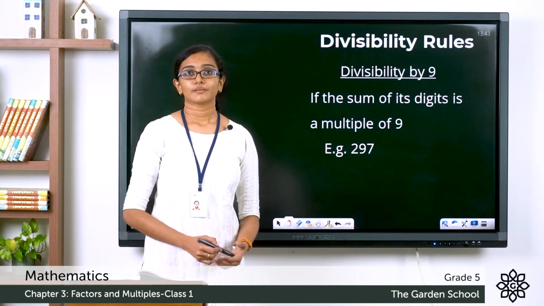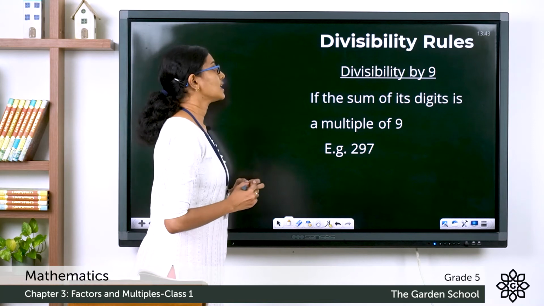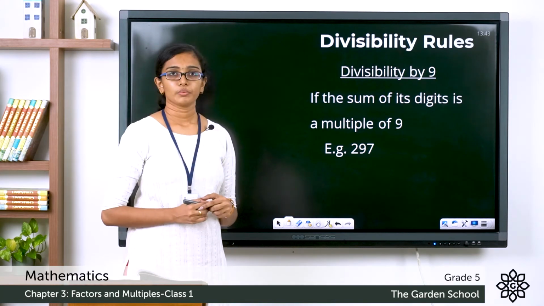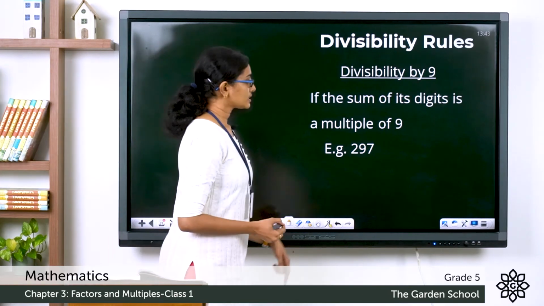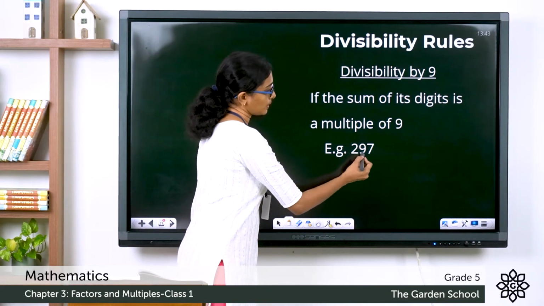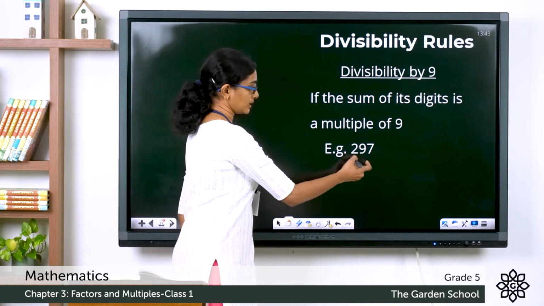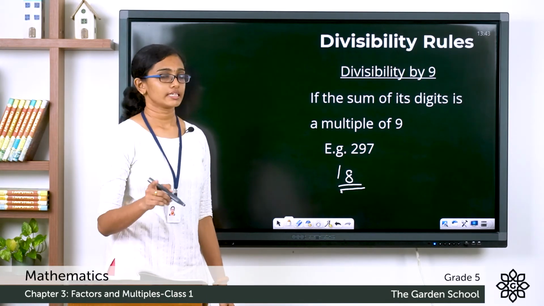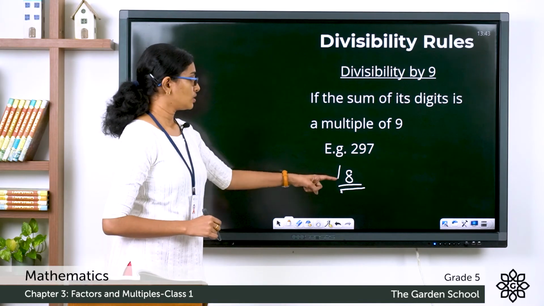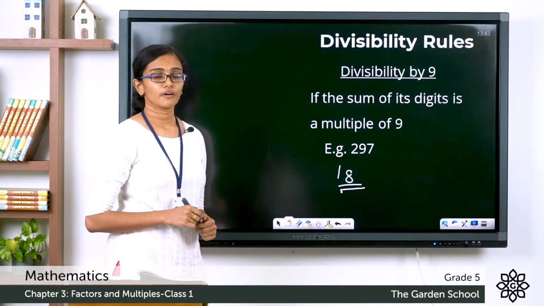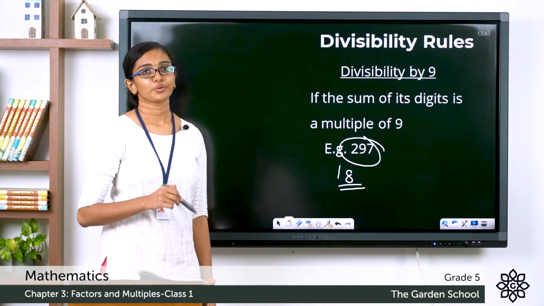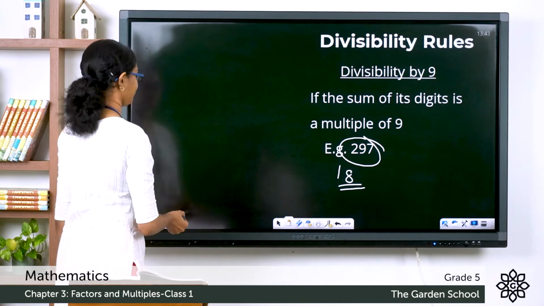Now, what about the divisibility by 9? If the sum of its digits is a multiple of 9, then the number will be divisible by 9. So, in this case, what is the sum of the digits? 2 plus 9, 11 plus 7, 18. Is 18 a multiple of 9? Yes, 2 9s are 18. So, since 18 is a multiple of 9, we can say this number 297 will be divisible by 9.